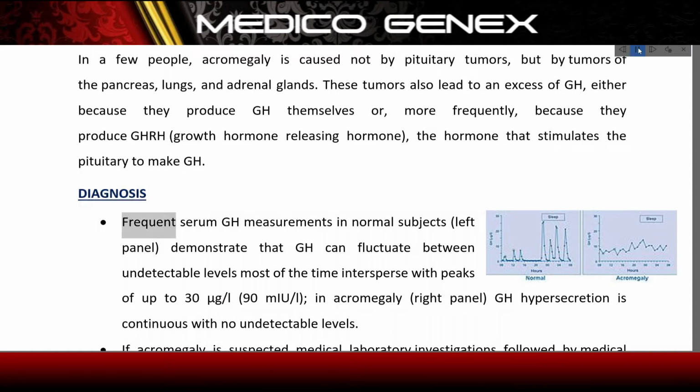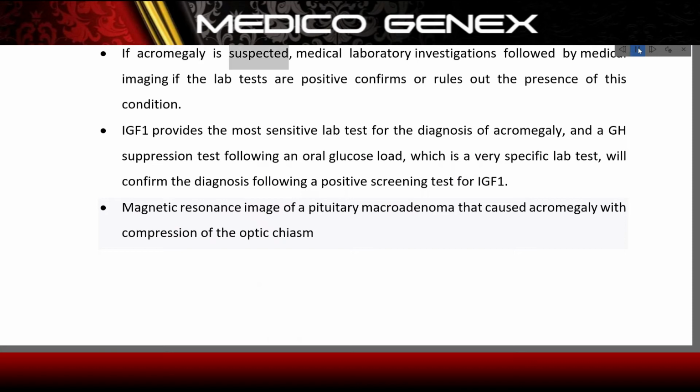Diagnosis. Frequent serum GH measurements in normal subjects, left panel, demonstrate that GH can fluctuate between undetectable levels most of the time interspersed with peaks of up to 30 μg/L, 90 mIU/L. In acromegaly, right panel, GH hypersecretion is continuous with no undetectable levels. If acromegaly is suspected, medical laboratory investigations followed by medical imaging if the lab tests are positive confirms or rules out the presence of this condition.